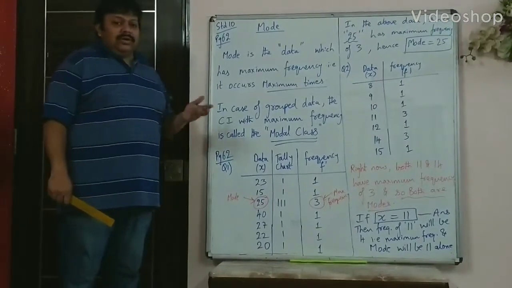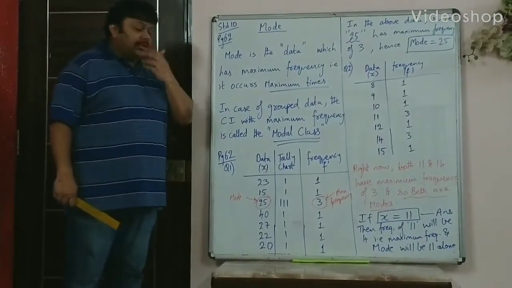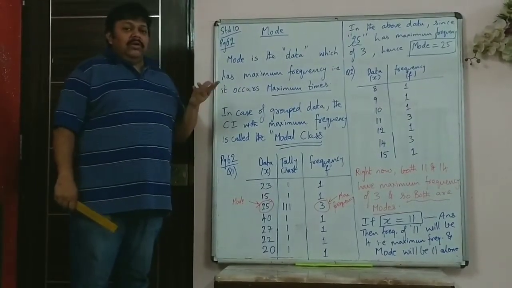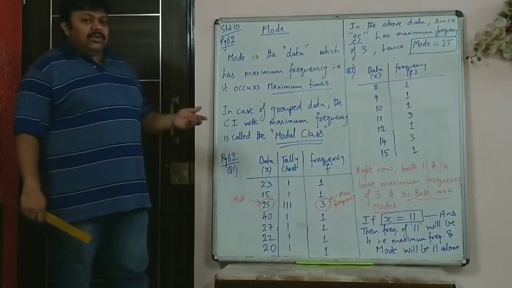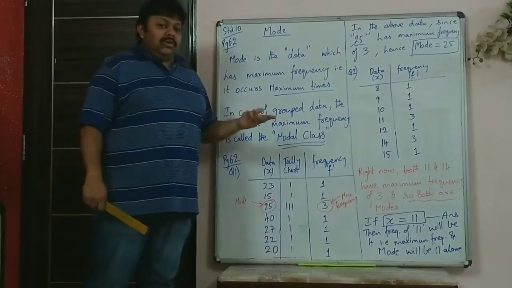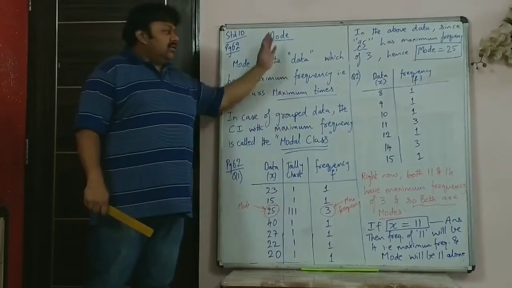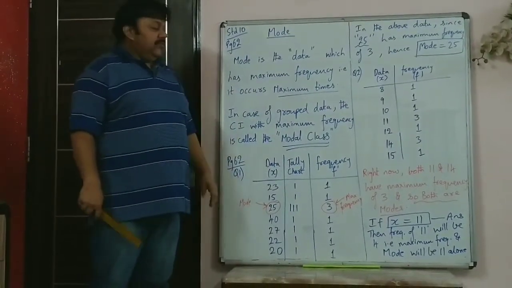Hi students, we will continue with measures of central tendency. The second part of the chapter, the first part was mean. We saw the three methods, direct method, shortcut and step deviation. And now we go on to mode. This is the simplest part of the chapter.